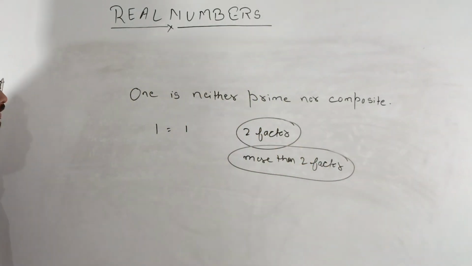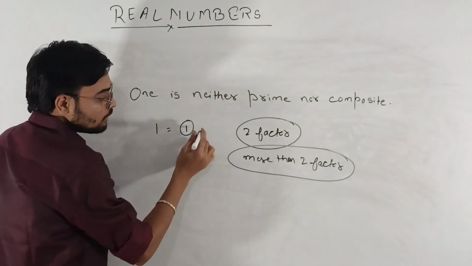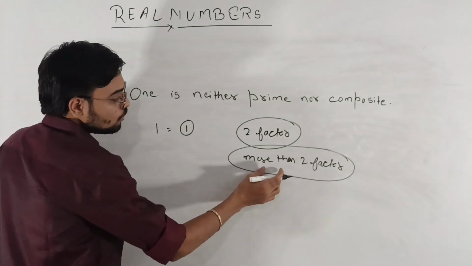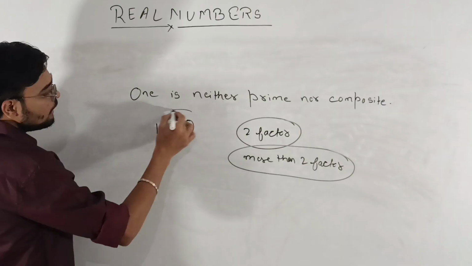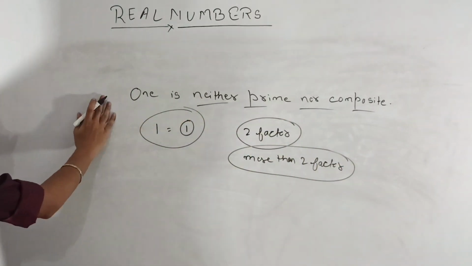Now look, in the case of 1, the factor of 1 is only 1. This is less than 2 factors, so it is not exactly 2 factors, and it is also not more than 2. That's why 1 is neither prime nor composite. Okay. 1 is neither prime nor composite.